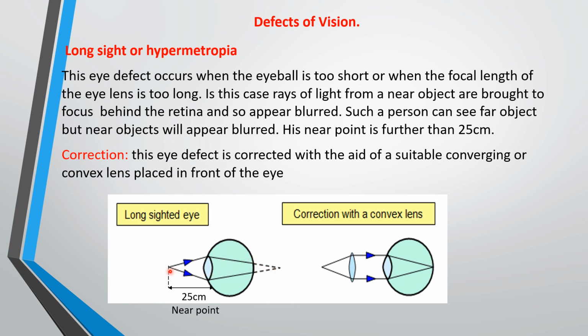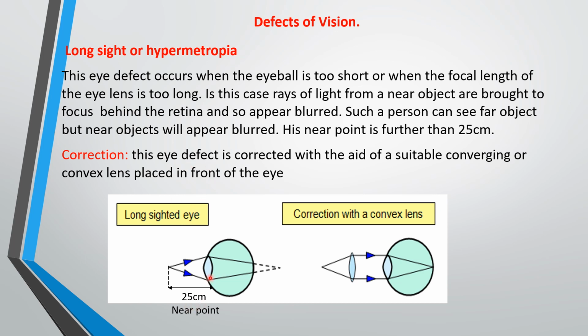If an object is within the least distance of distinct vision, the image of the object will fall behind the retina. So these people can see far distance objects, but objects that are close to them will appear blurred. Okay, so his near point is further than 25 centimeters. Which means that at 25 centimeters, he will not see a clear image, but an image that is far away, he can see it very clearly.